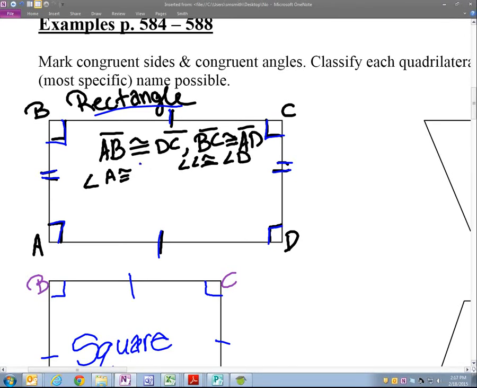This one should actually be angle B is congruent to angle C, because I opened the window. Okay, and I could write this all out. Put your hood down anyway. So we decided that was a rectangle.